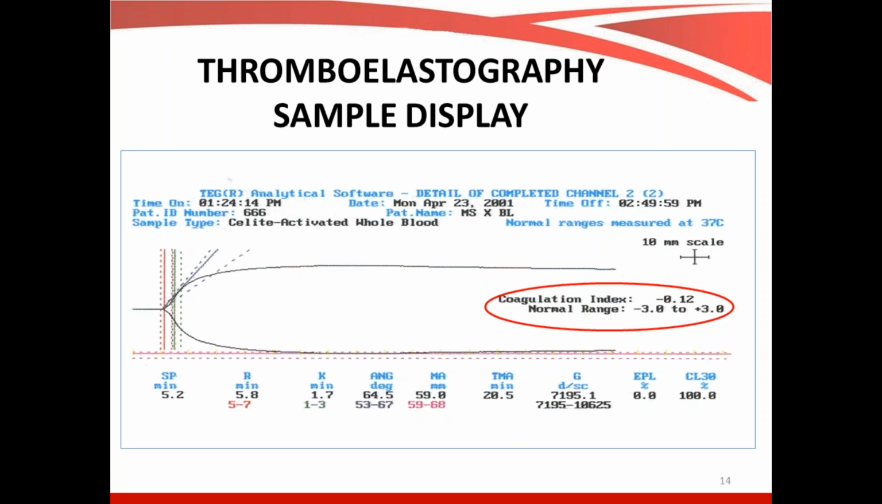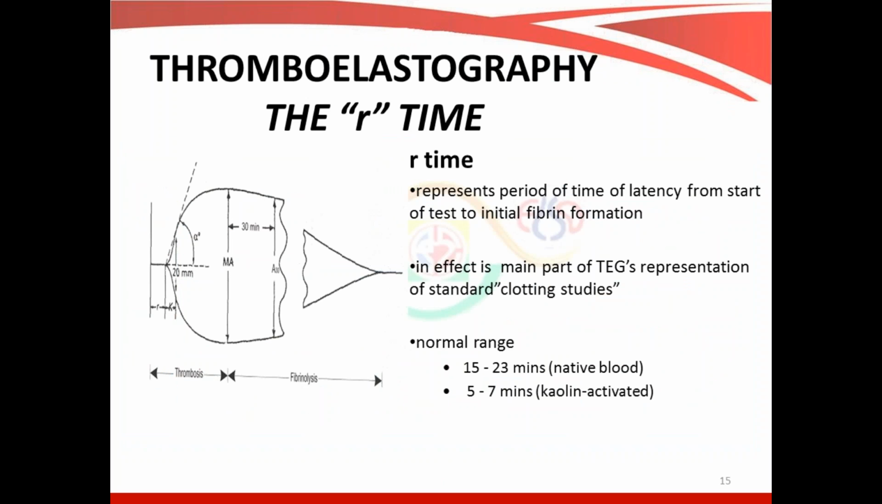And as the alpha angle begins, it tends to branch out. This means the clot is now stabilizing. And this is your MA or maximum amplitude. And this starts lysing at 30 minutes and at 60 minutes. So R time, K time, alpha angle and MA. And lysis at 30 and lysis at 60. We'll go about it one by one and that's how it forms.